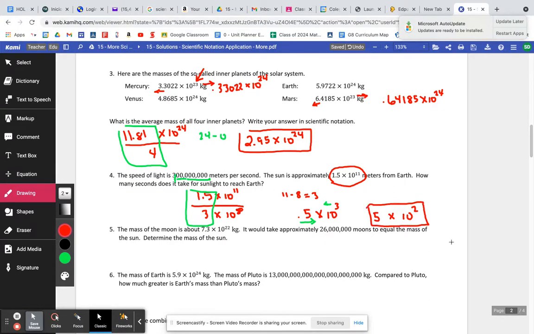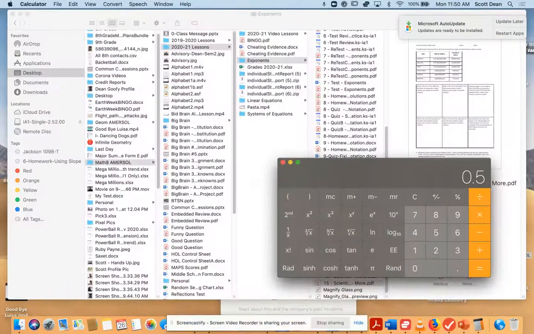Okay, now that's kind of weird. Let's think about it. It asks how many seconds does it take for sunlight to reach the Earth? Well, 10 to the second means 10 times 10. That's 100. This means 5 times 100, that means 500 seconds. Well, just out of curiosity, how many minutes would that be if we divide that by 60? What is 500 divided by 60?